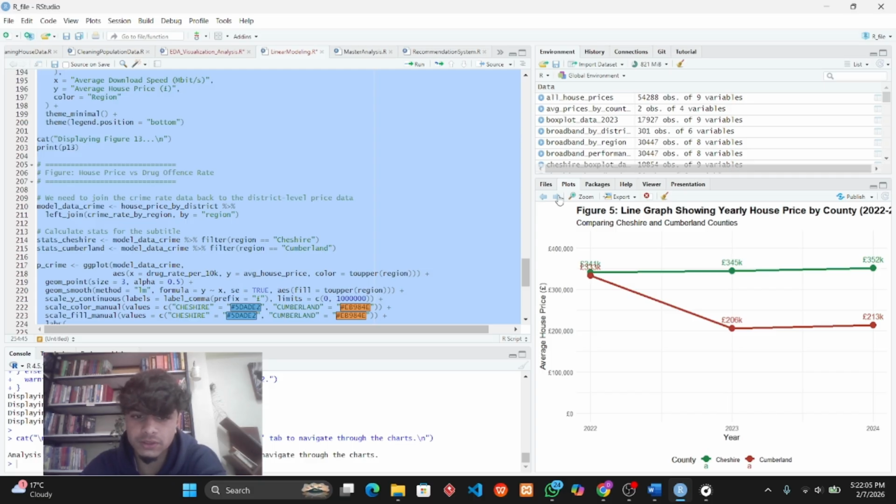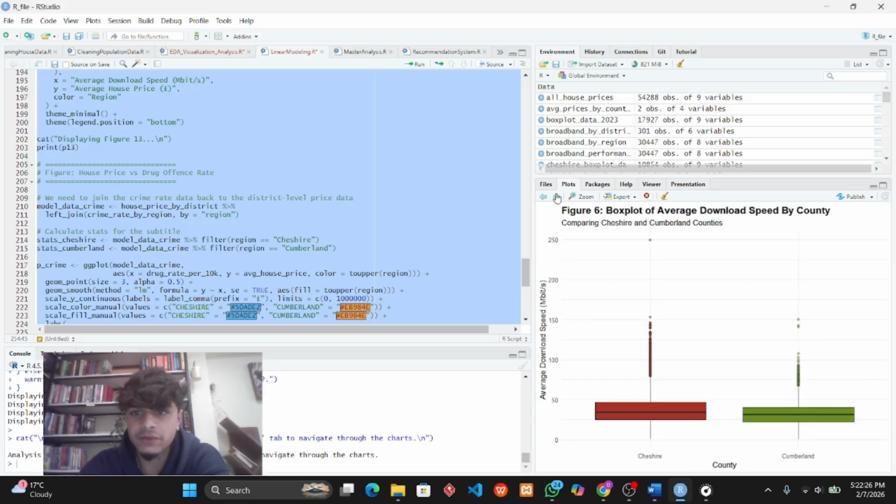From this plot, we can clearly see that Cheshire is generally more expensive, while Cumberland appears more affordable and stable. This already suggests that Cumberland may be more attractive for a lower budget or long-term investment strategy.